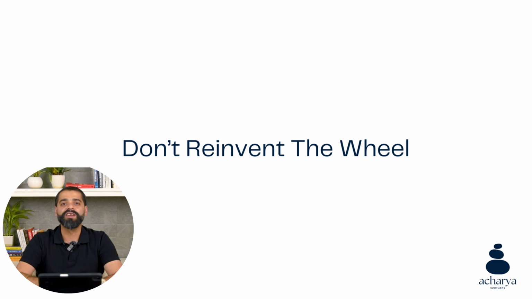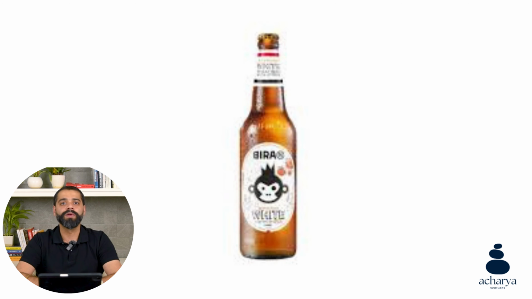The idea is that you don't have to reinvent the wheel when you're starting up. You can pick up what is working, probably rebrand it, white label things. And that's actually how Bira started. The popular beer brand in India, which has grown like crazy again, did not manufacture its own beer initially. It imported beer from Belgium, white labeled it, put its own packaging, gave it to the customers.